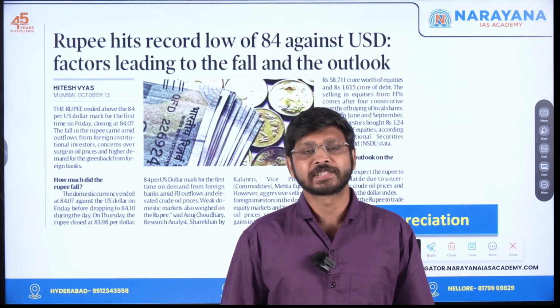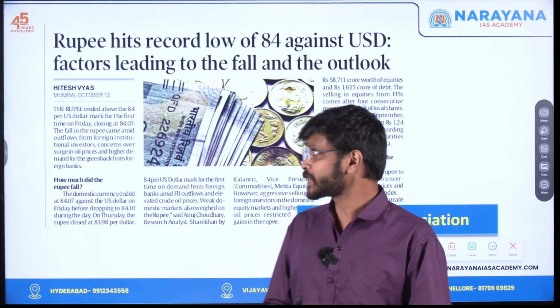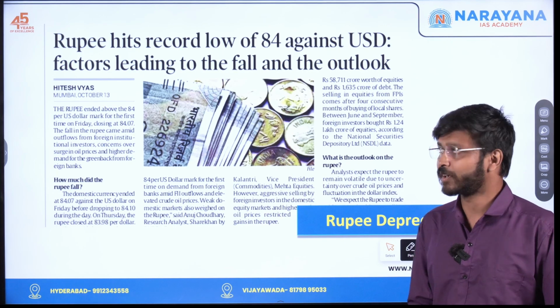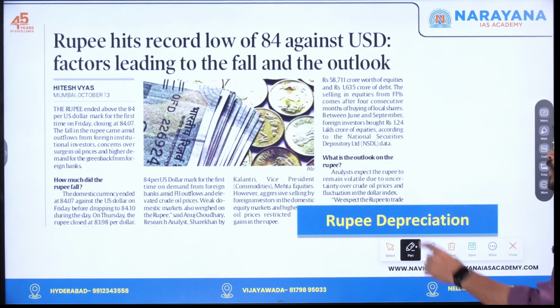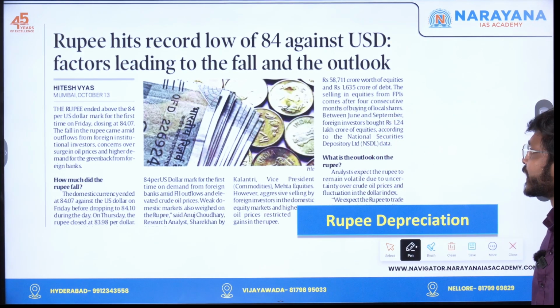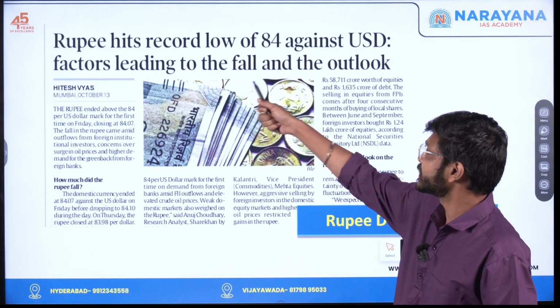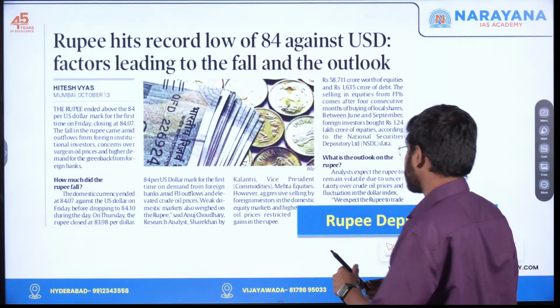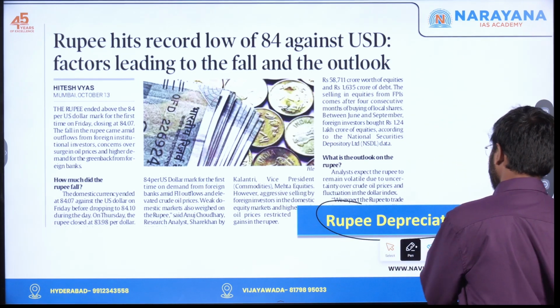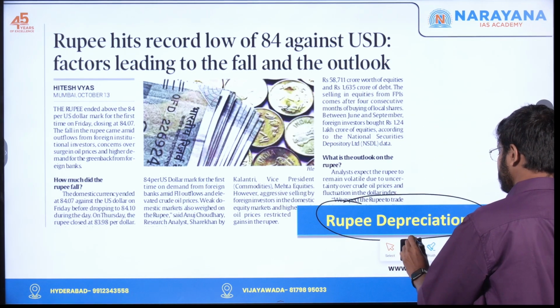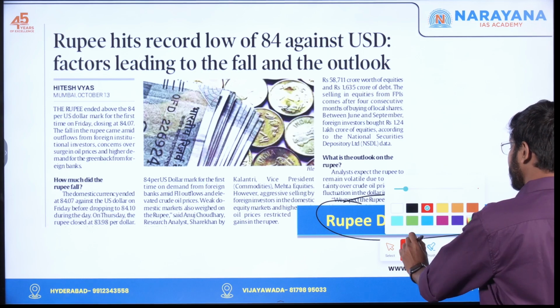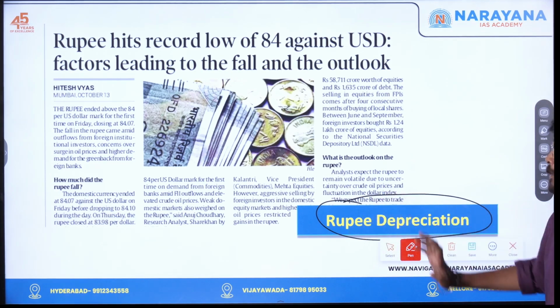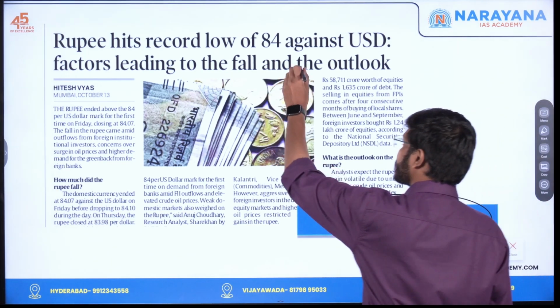So today we will be discussing a very important topic which was in the news, and this is related to the Indian economy. Here you can see the news: rupee hits record low of 84 against US dollar, and factors leading to the fall and outlook. This topic comes under Indian economy, that is rupee depreciation.